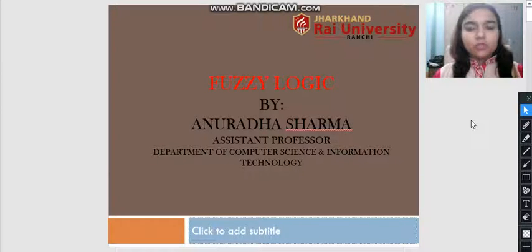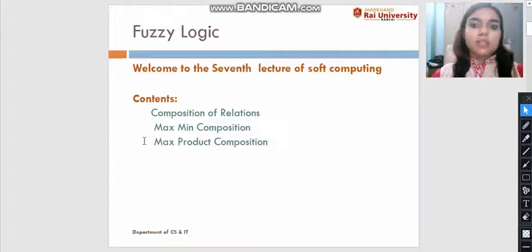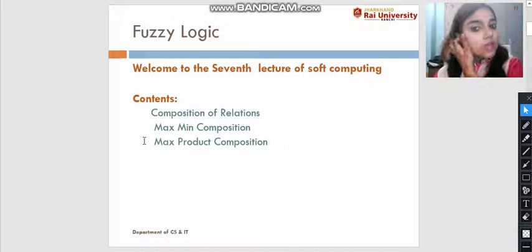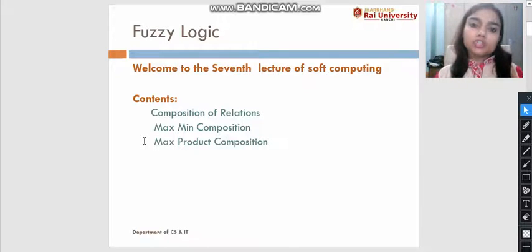In soft computing, we are learning about fuzzy logic. In today's lecture, I am going to discuss the composition of relation. There are two common forms through which we can find the composition of relation. They are max-min composition and the max-product composition.